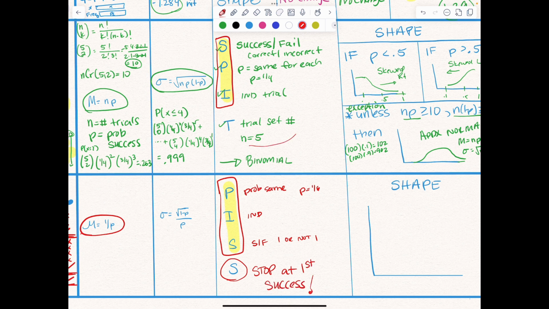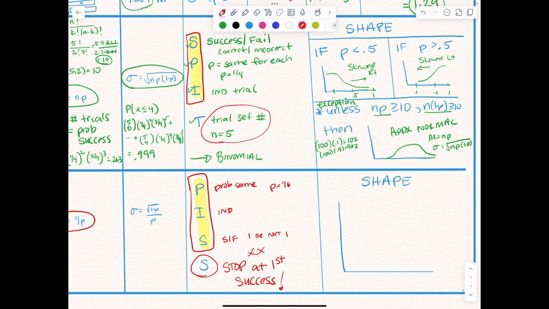Where with binomial, the number of trials is a set number. This one is fail, fail, fail, fail, success, stop. This one is you're doing 5. It could look like this. It doesn't matter, I'm doing 5 regardless.